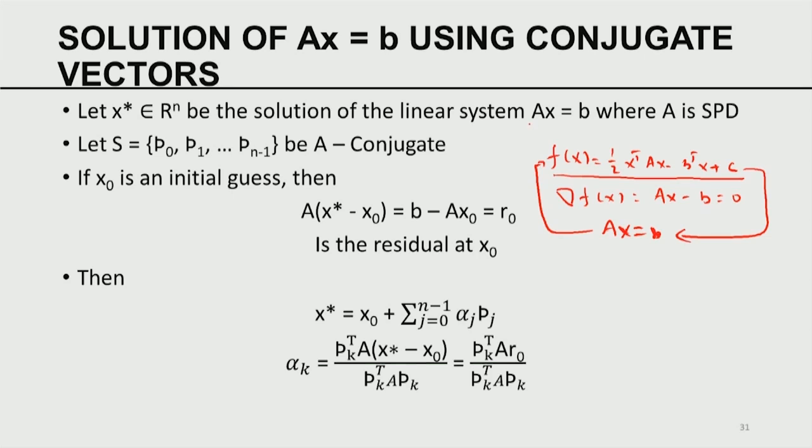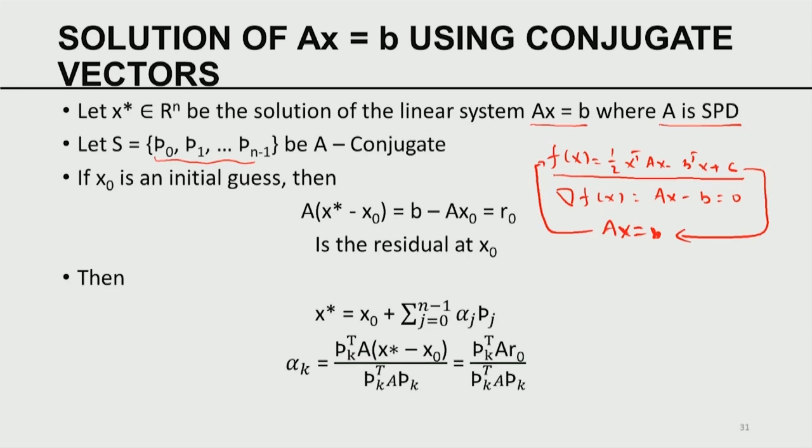So let us assume that we have been given a linear system Ax is equal to b. Let x star be the solution. That means x star is equal to A inverse b, and A is symmetric positive definite. Let p0 to p n minus 1 be the A conjugate directions. We have already seen the existence of A conjugate directions. So let x0 be the initial guess for my process of discovering what x star is. x star is the solution I am seeking. It is also a minimizer of f of x that I want to find.